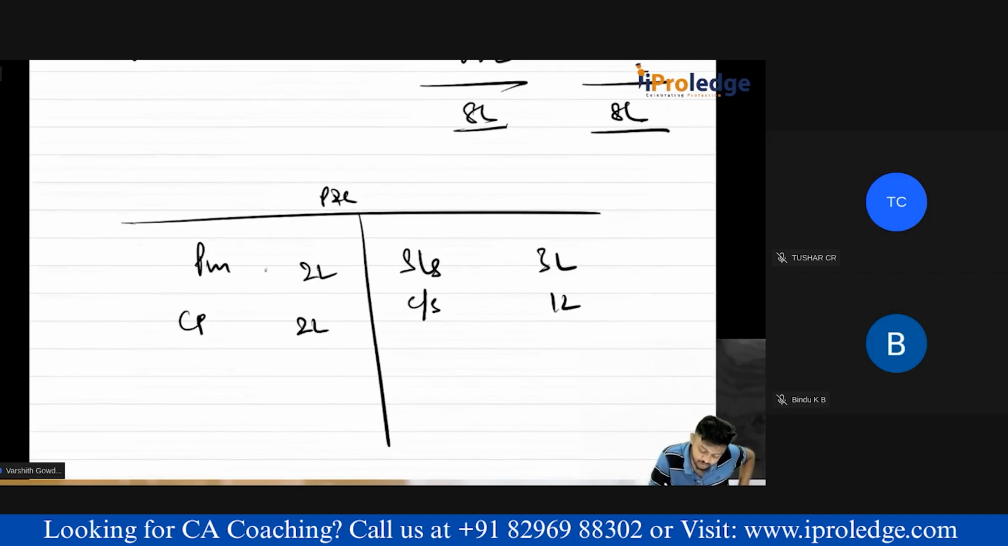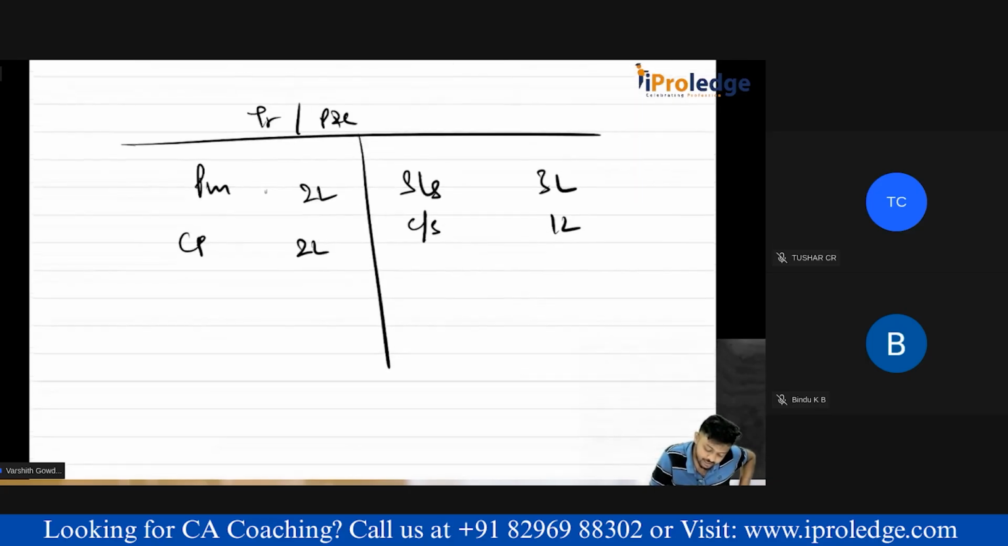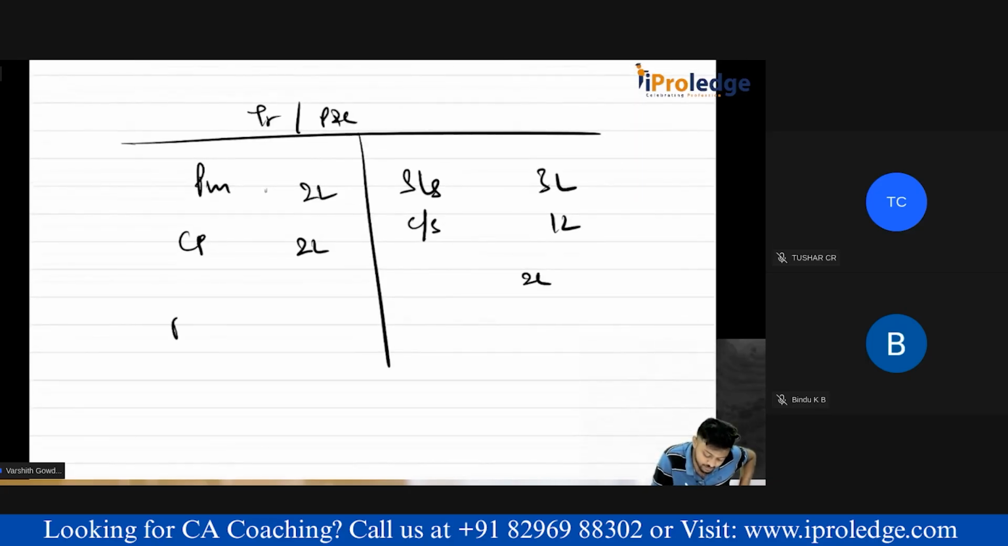So rent will come in P&L. This is trading. So 2 lakhs brought down. Rent is how much? 50k. So my net profit is 1.5 lakh. So I posted everything in P&L. So my net profit is 1.5 lakh. All of you clear?